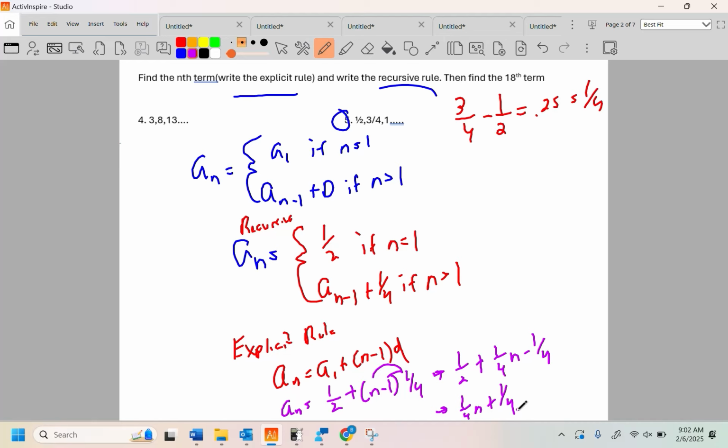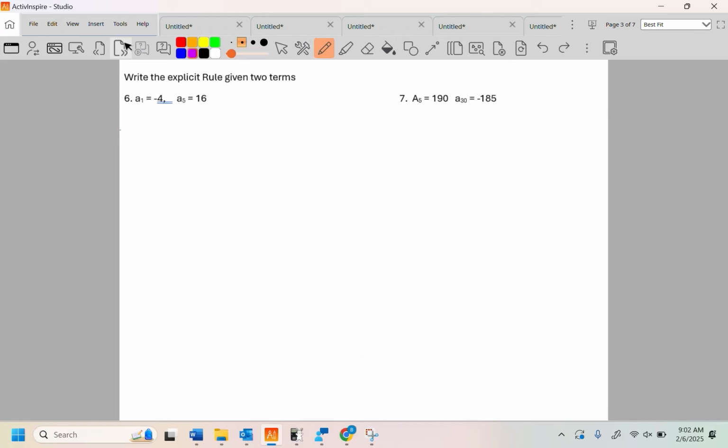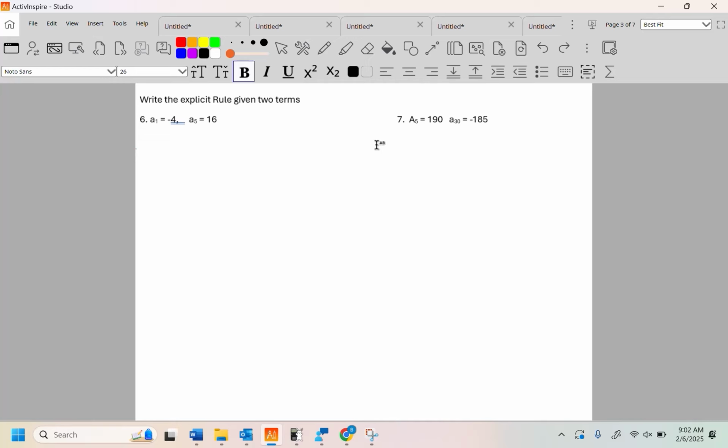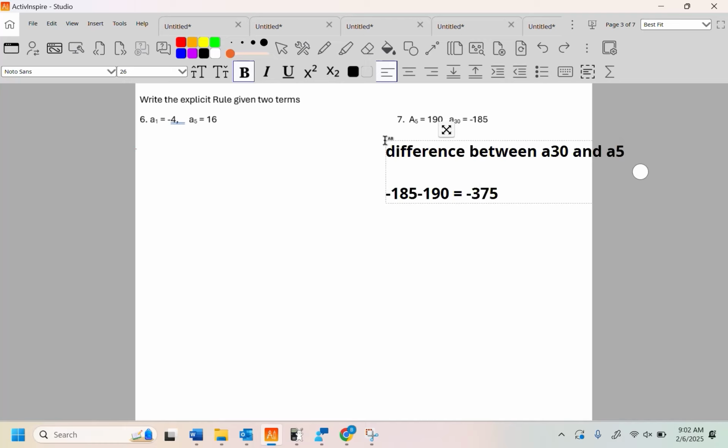And there's 5. What I think is probably the hardest one on this piece of paper is number 7, because you got to do a whole lot on number 7. So you're told the 5th term is 5 and the 30th term is 30. The notes told you how to do this. The difference between a sub 30 and a sub 5 is negative 185 minus 190, which is negative 375. That's the difference between the terms.